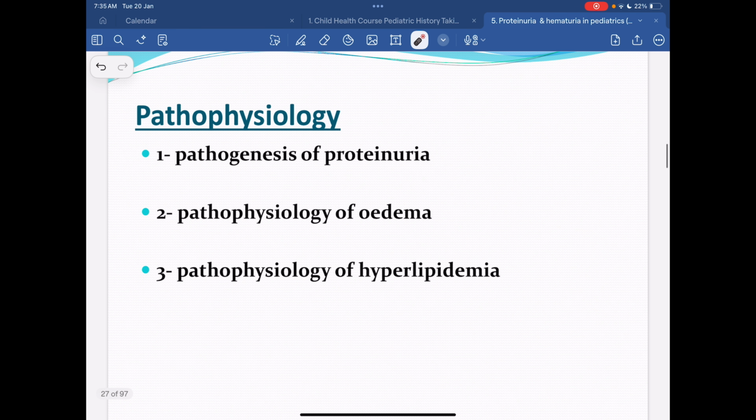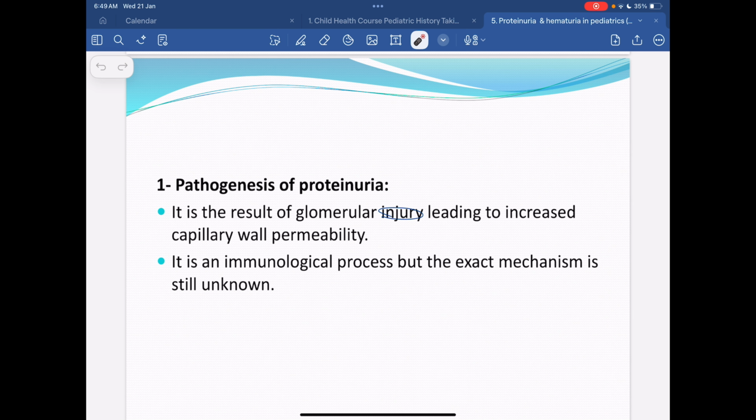Let's go over the pathophysiology of proteinuria, of edema, and hyperlipidemia. The pathophysiology of proteinuria is the same as what happens in nephrotic syndrome in general. We said we have injury to the glomerular basement membrane leading to increased capillary wall permeability. It's an immunological process, so we have immune complexes or an autoimmune process that causes the destruction of the glomerular basement membrane. But the exact mechanism is still unknown.